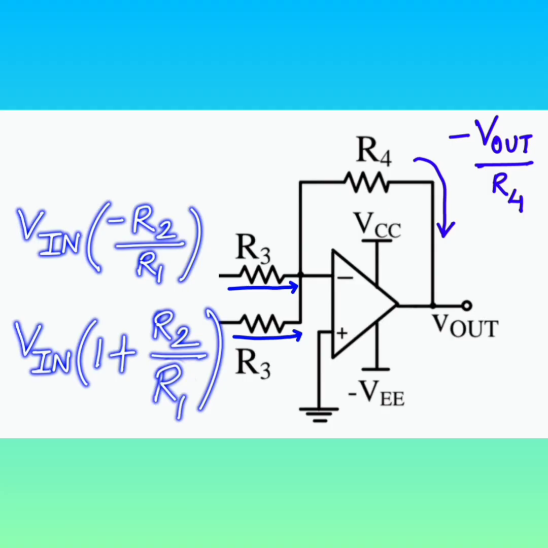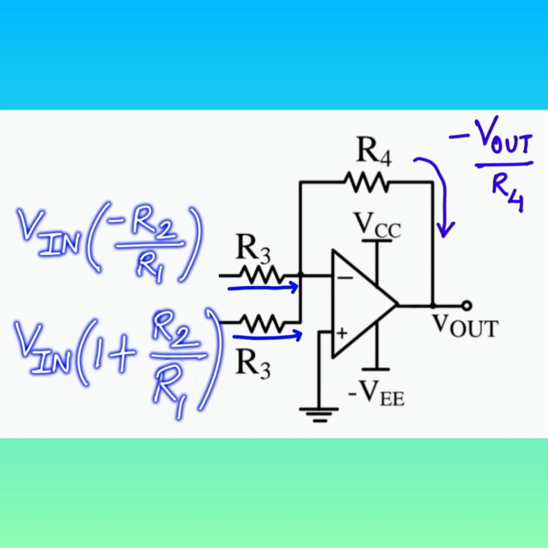Now if I just remove the two initial stage circuits, then we are seeing that there are two voltages, V in into minus R2 by R1, and another input which is V in into 1 plus R2 by R1, and both are flowing through R3, and the node V minus, which is at the negative, is connected at ground. The op-amp is in a negative feedback loop, so naturally V plus and V minus are equal, so V minus is equal to 0.